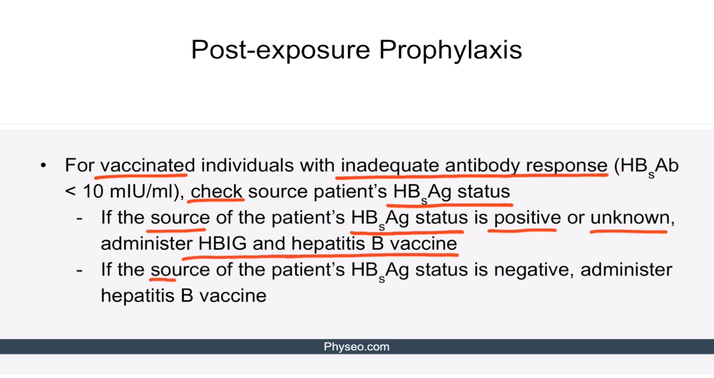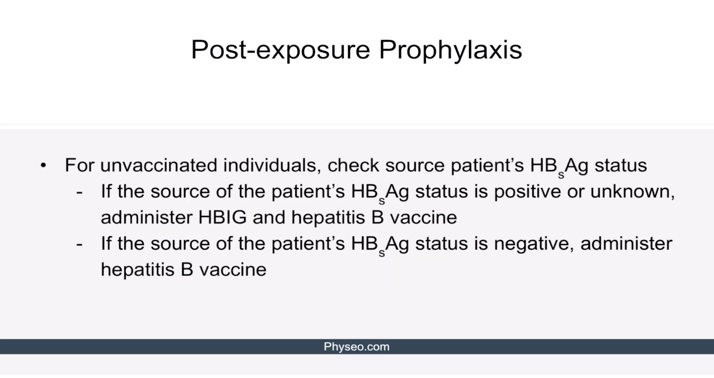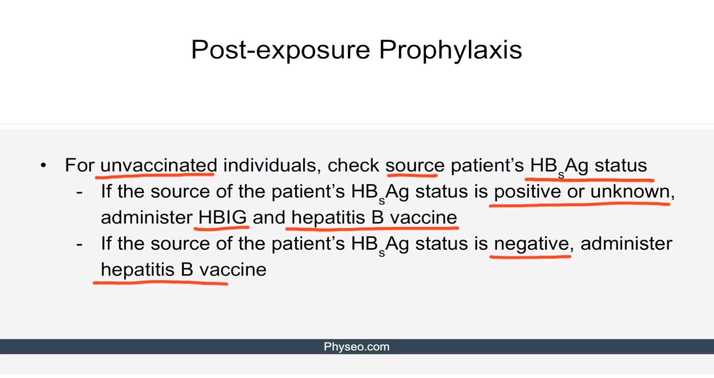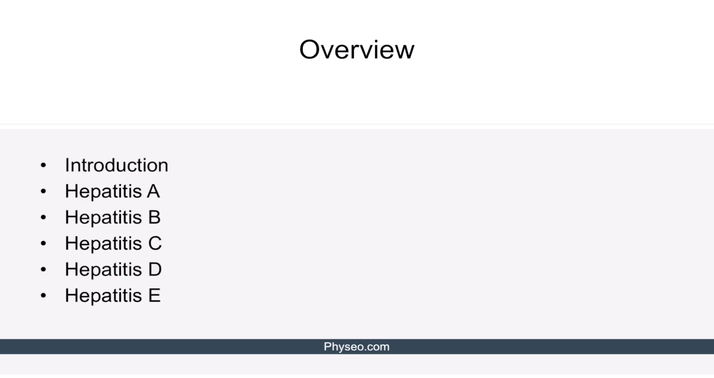On the other hand, if the source of the patient's HB surface antigen is negative, only the hepatitis B vaccine is administered. The same is true for unvaccinated individuals. The management depends on the source of the patient's HB surface antigen status. If positive or unknown, both hepatitis B immunoglobulin and hepatitis B vaccine are indicated, whereas if negative, only the hepatitis B vaccine is indicated. Okay, now let's move on to discuss hepatitis C.